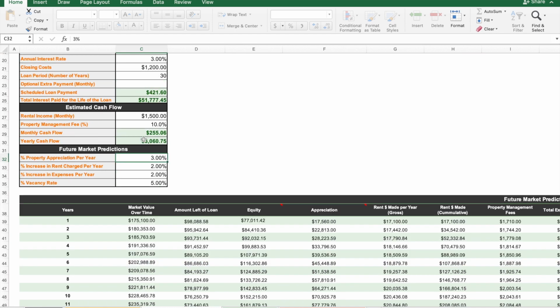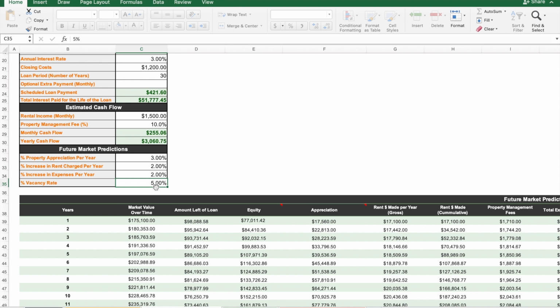So the next section is the future market predictions. In the first cell here, it's the percent property appreciation per year. In the second cell, it's the percent increase in rent you're going to be charging per year. The third cell is the percent increase in expenses per year. And the fourth cell is the percent vacancy rate. So adjust these to whatever you feel comfortable with.